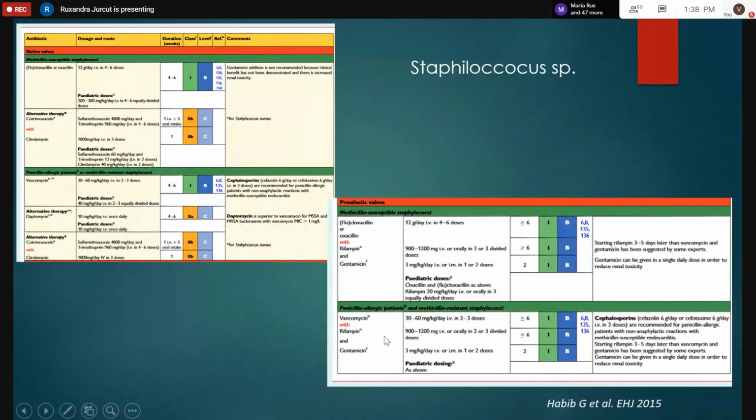So again, not an easy treatment, and you see here for prosthetic valve it can be even more than 6 weeks, at least 6 weeks.